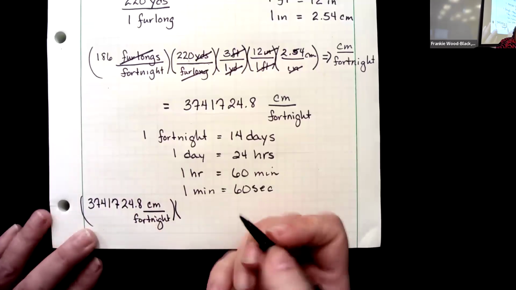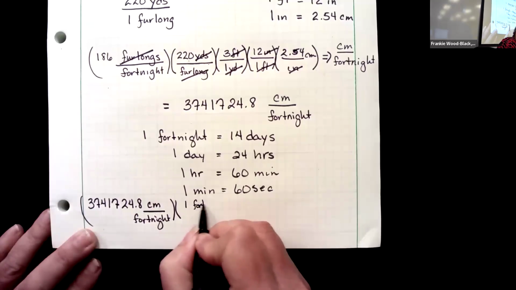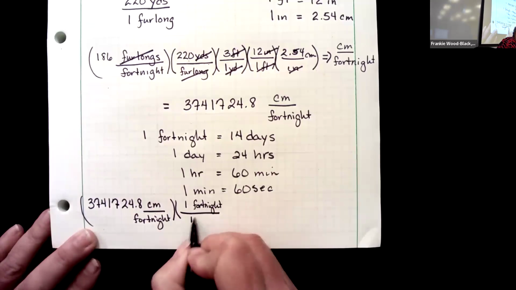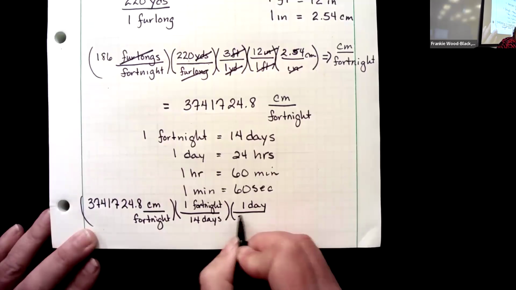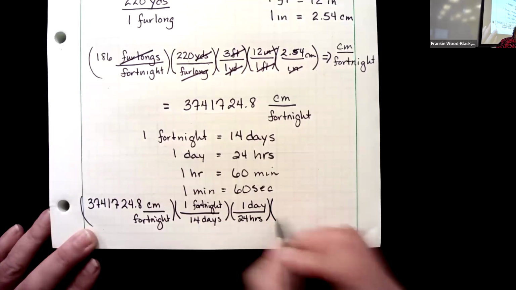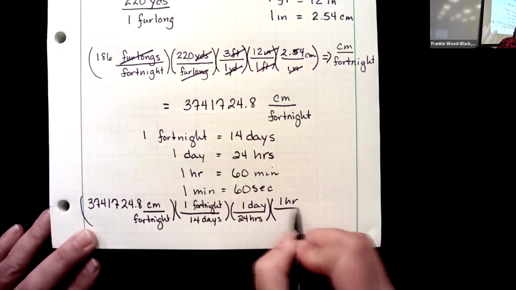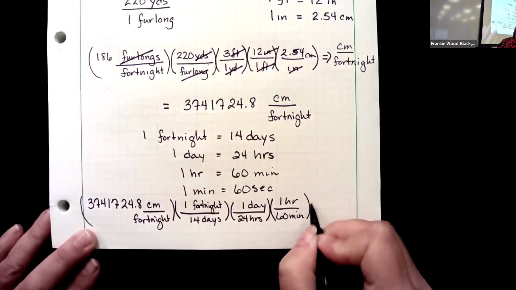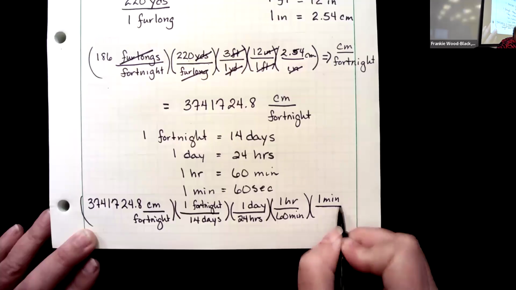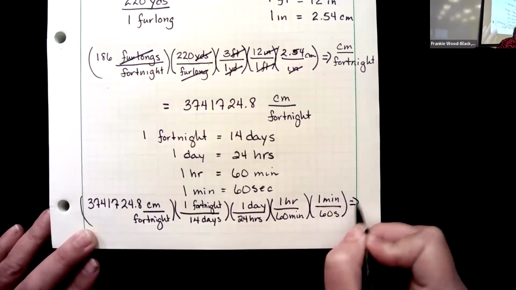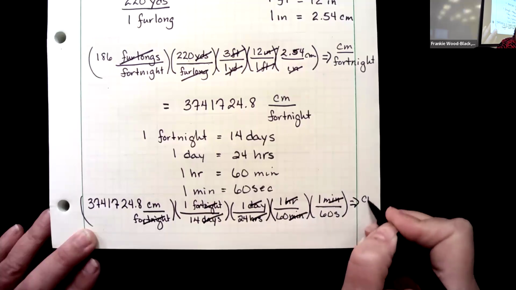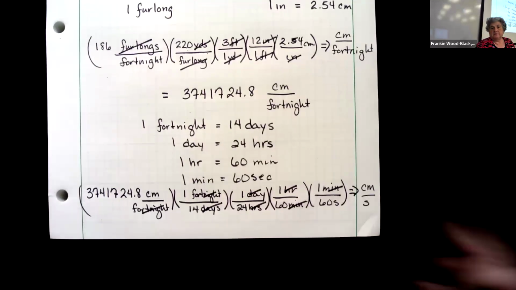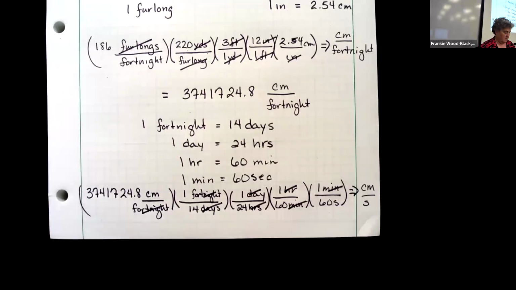And now one fortnight is 14 days. One day is 24 hours. 1 hour is 60 minutes. And 1 minute is 60 seconds. And now my fortnights cancel, my days cancel, my hours cancel, my minutes cancel. And now I'm going to end up in centimeters per second. So I'm in the right units. So I'm going to plug all this into my calculator.